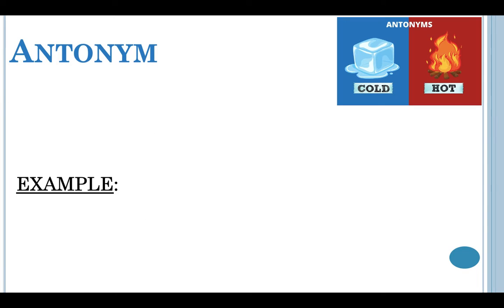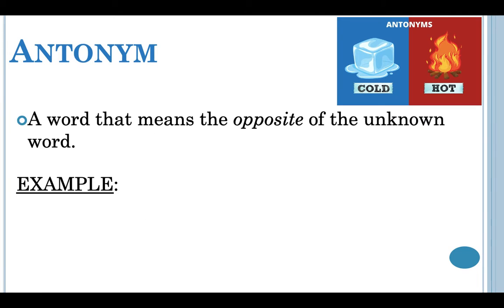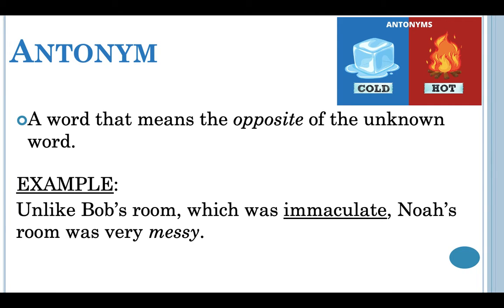Our next strategy is an antonym. An antonym is a word that means the opposite of the unknown word. For example, we have, unlike Bob's room, which was immaculate, Noah's room was very messy. So the two things that help me is seeing the words unlike Bob's room and the word messy. Messy is an antonym of immaculate.